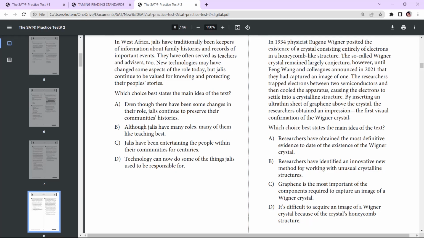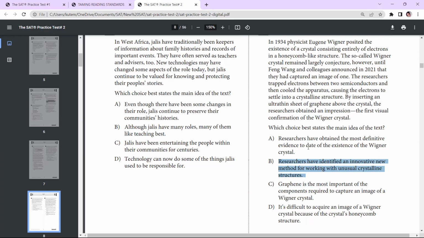So let's look at B first. B says researchers have identified an innovative new method for working with unusual crystalline structures. This is too general, first of all, because they're just trying to find the structure of this specific crystal. So let's look at A.